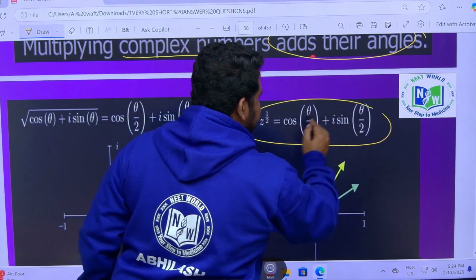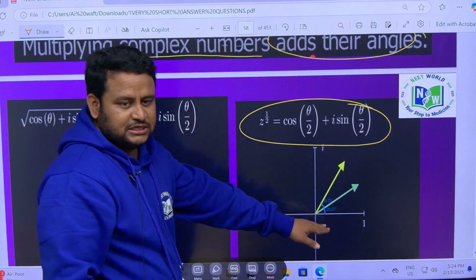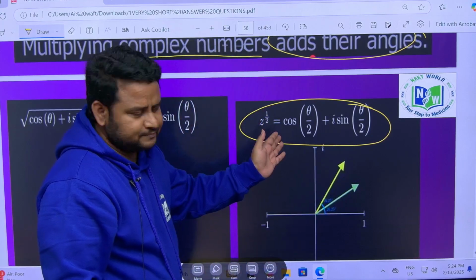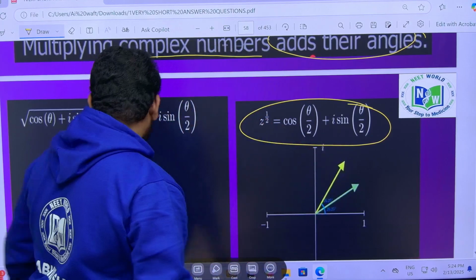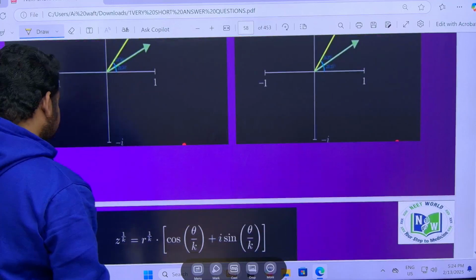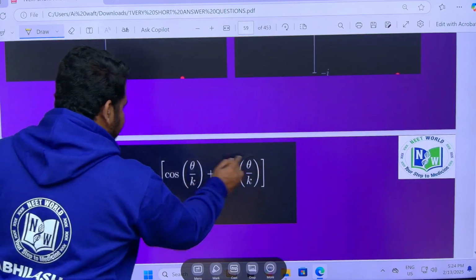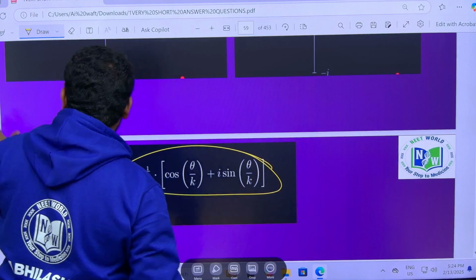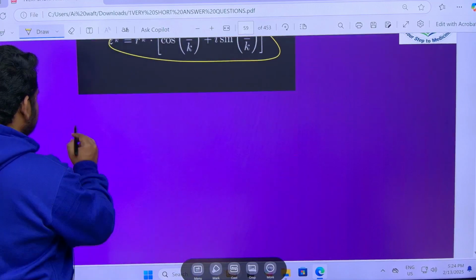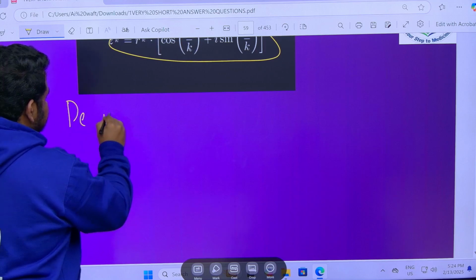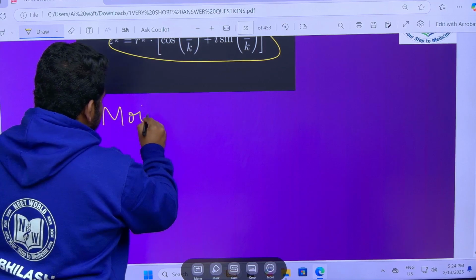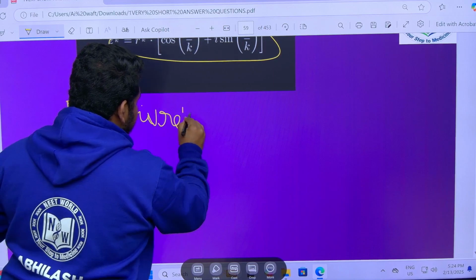This itself we call De-Moivre's theorem. Suppose we are dividing the angle into n number of times, then we get this equation. So now let us come back. Same thing here. This is a general form, also called De-Moivre's theorem. Now, to explain it in simple terms, I hope you have now understood the application of De-Moivre's theorem.